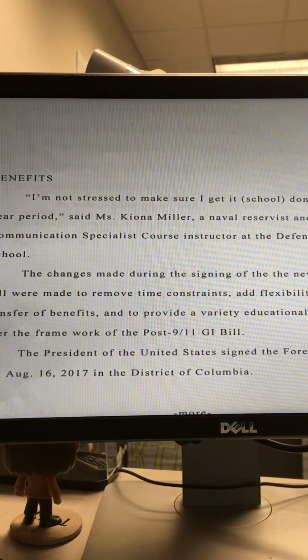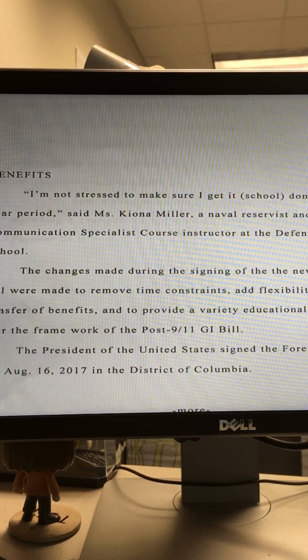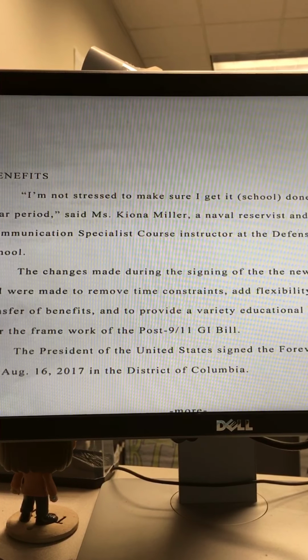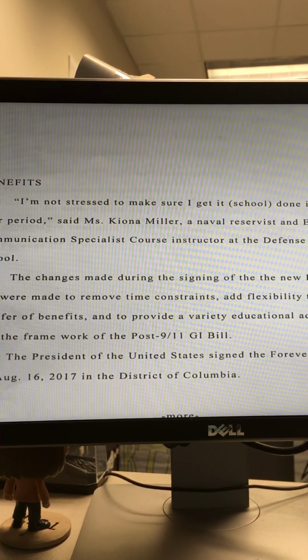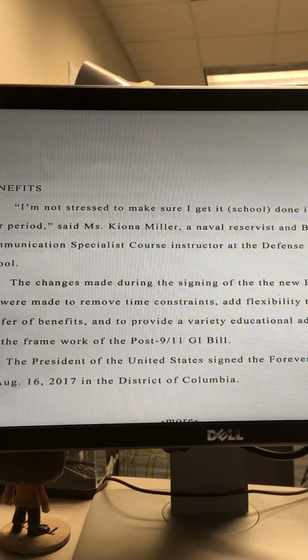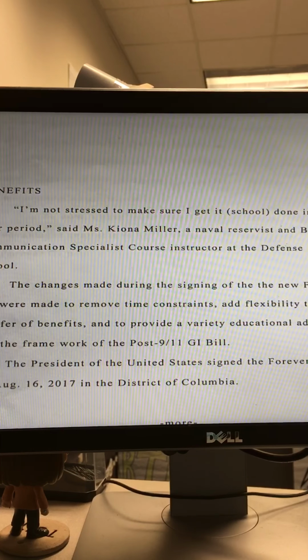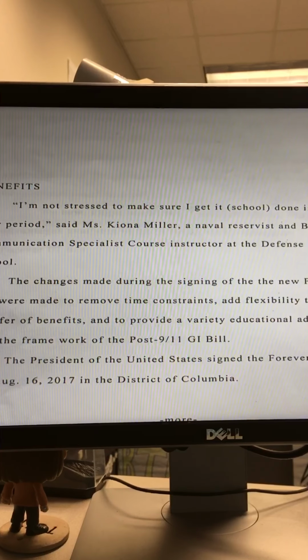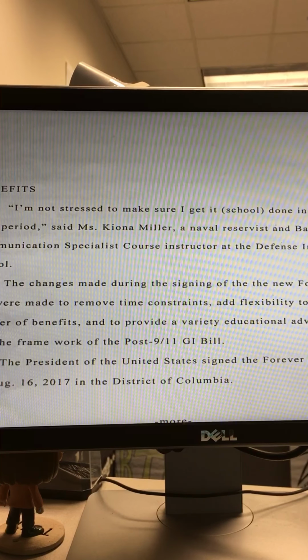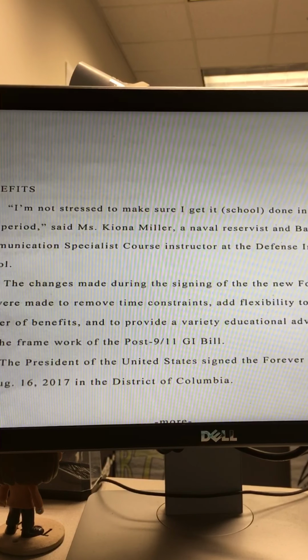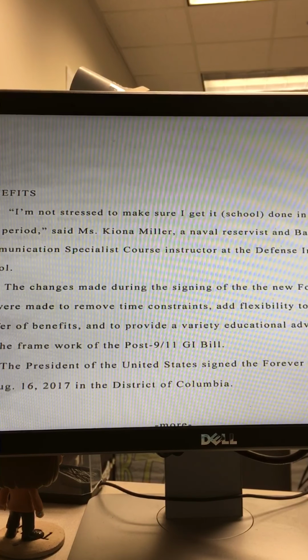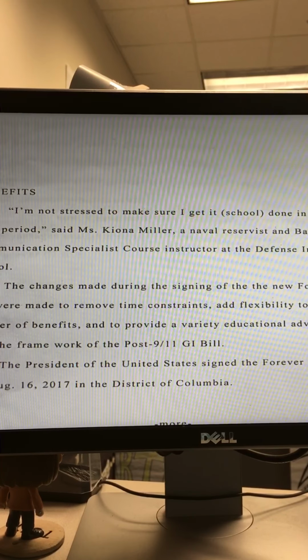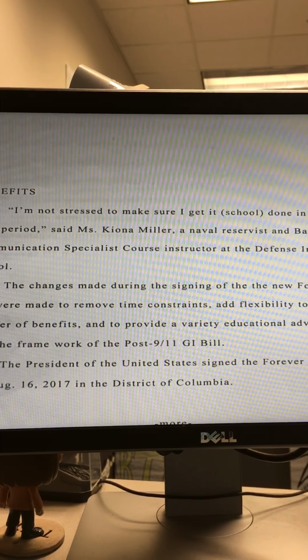I'm not stressed to make sure I get it done in that period. I kind of have an issue with the quote because what you've done, well, here's what's going on. This isn't an anecdote. Like, I don't know where she is. I don't know what she's doing. So I have a character, but an anecdote means you have a character doing something at a specific place at a specific time.